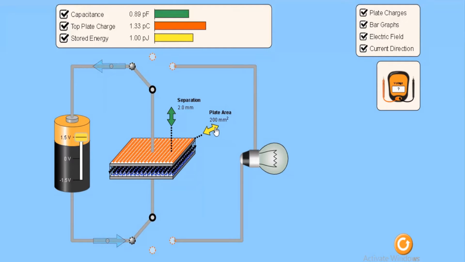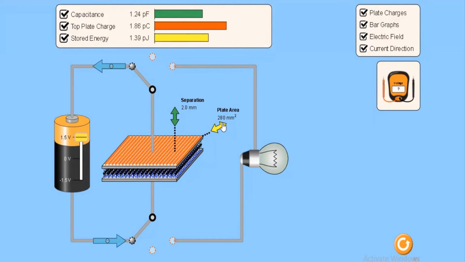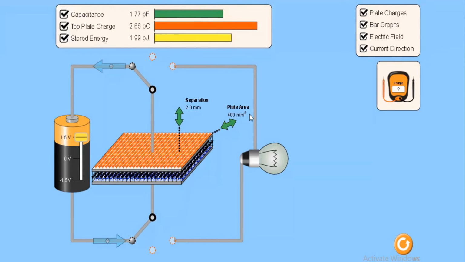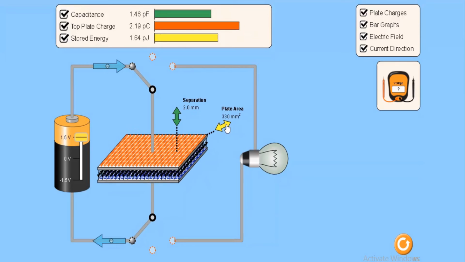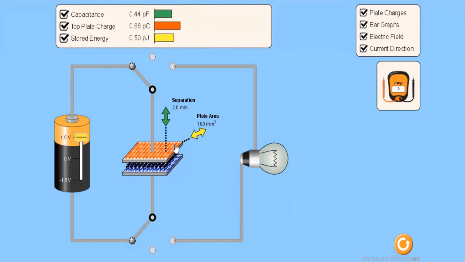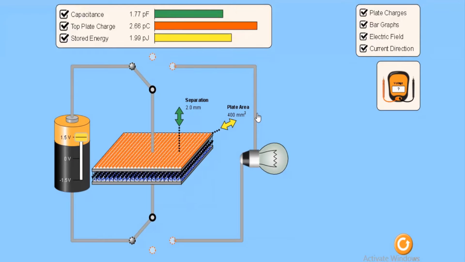Okay. Now, what if we change the plate area? What will happen kaya? Let's try to increase it. Yan. If we increase the plate area, mas tumataas din yung plate charges and also the stored energy. Decrease natin. Yan. As well as the capacitance. Yan o. Tumataas lahat.